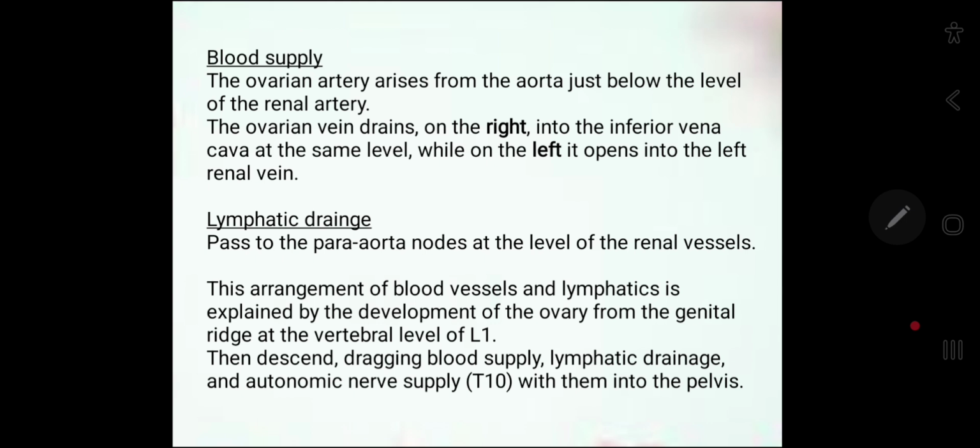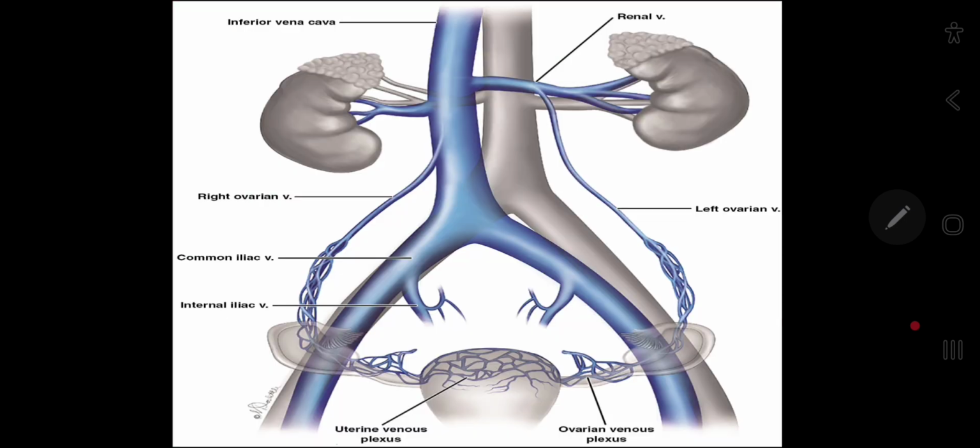The lymphatic drainage of the ovaries is to the para-aortic lymph nodes at the level of the renal vessels. This arrangement of the blood vessels and lymphatics is explained by the development of the ovaries from the genital ridge at the level of L1, which is abdominal, then descend to the pelvis, dragging its blood supply, lymphatic drainage, and autonomic nerves from the level of T10. The right ovarian vein goes to the inferior vena cava, while the left ovarian vein goes to the left renal vein.